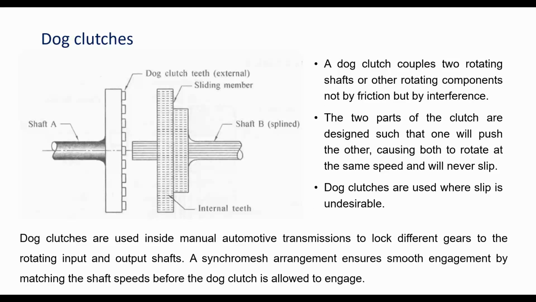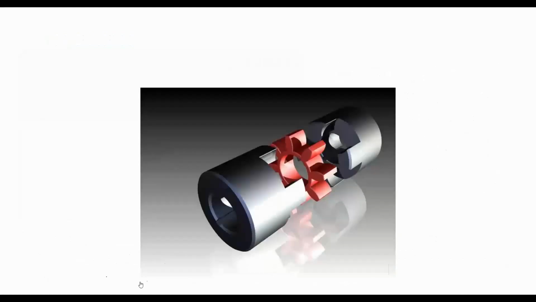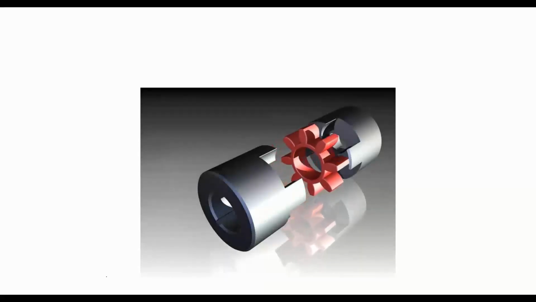Dog clutches are used in manual automotive transmissions. In semi automatic transmission mechanisms, usually this type of mechanism is used. A synchronous arrangement ensures smooth engagement. So this is the application of a dog clutch. You can see a small animation here just to give you an idea. This is a totally different type of clutch which doesn't work on the principle of friction.